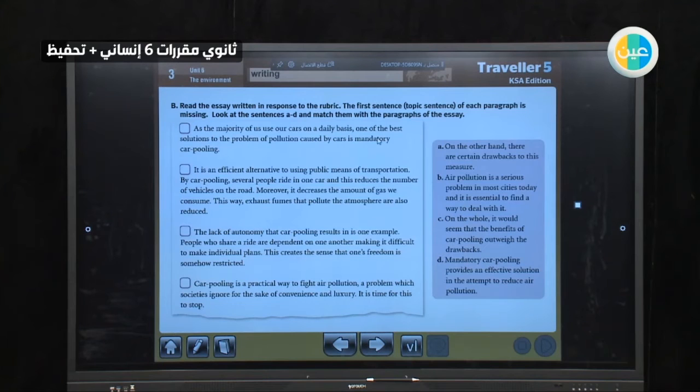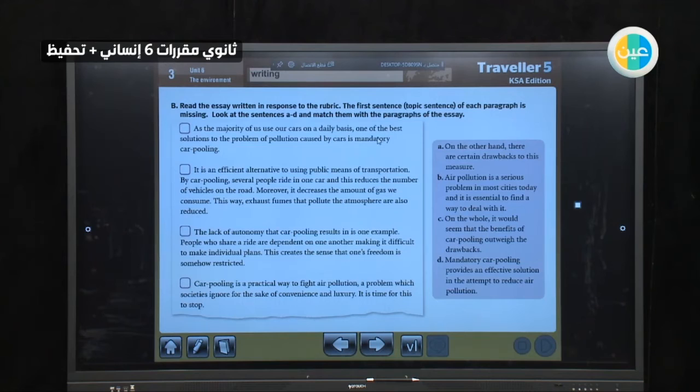It is an efficient alternative to using public means of transportation. By carpooling, several people ride in one car, and this reduces the number of vehicles on the road. Moreover, it decreases the amount of gas we consume. This way, exhaust fumes that pollute the atmosphere are also reduced. So here, he is talking about what? Let's say the advantages of carpooling. It will reduce the pollution, it will reduce the fumes of the cars, and reduce the cars on the road itself. So there will be no traffic.